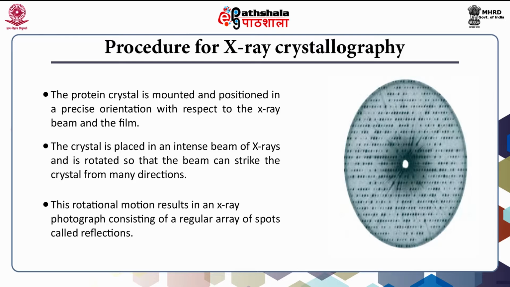If you see the picture on the right hand side of this slide, we can see all the spots around the center, which is a hollow space. Why is there a hollow space at the center? Because some of the X-rays coming through the crystal are not diffracted, they go straight through and hit the X-ray detector film.